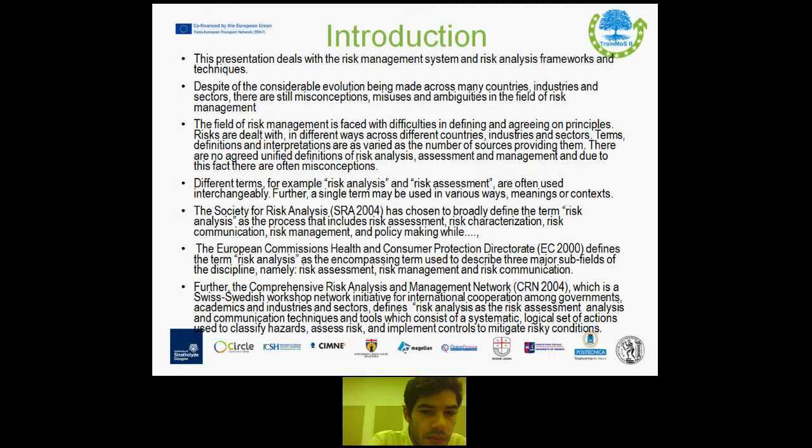So, this presentation deals with the risk management system and risk analysis frameworks and techniques. Despite the considerable evolution being made across many countries, industries and sectors, there are still misconceptions, misuses and ambiguities in the field of risk management. The field of risk management is faced with difficulties in defining and agreeing on principles.